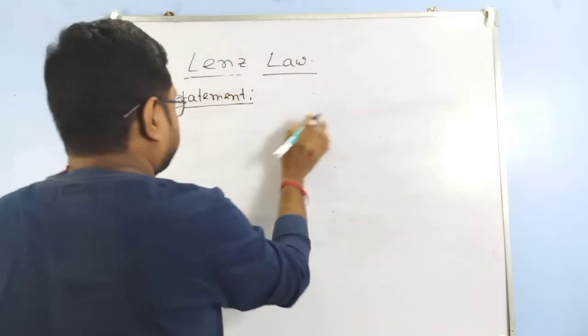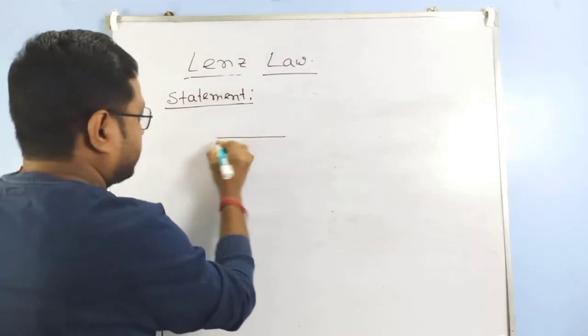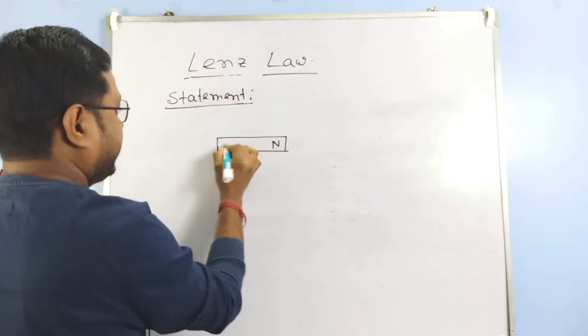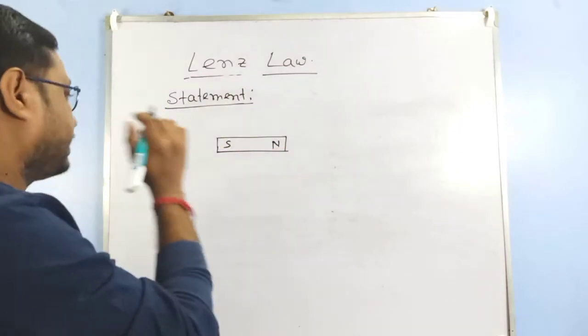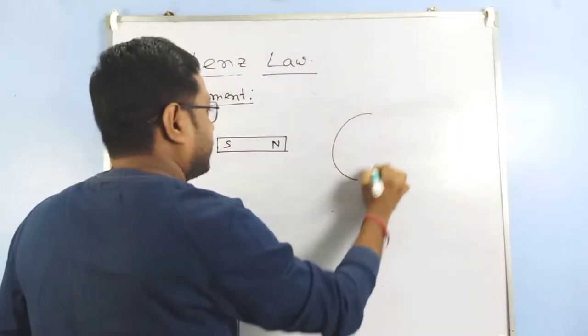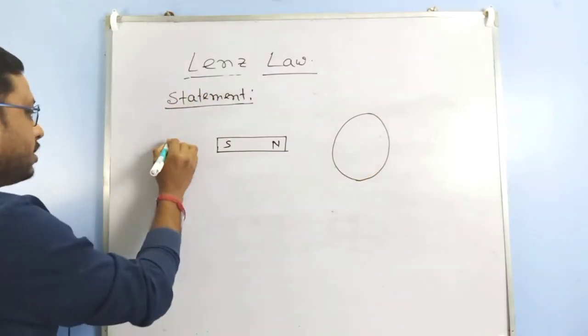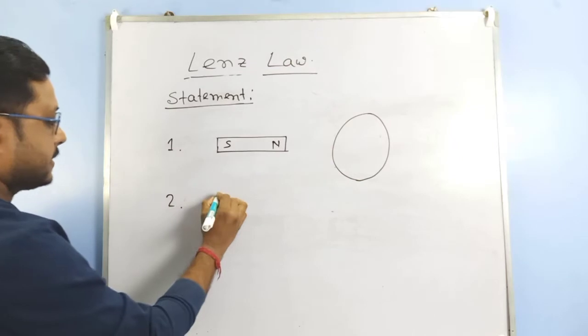So as we say, if there is a bar magnet, we can consider here two cases, case number 1 and case number 2.